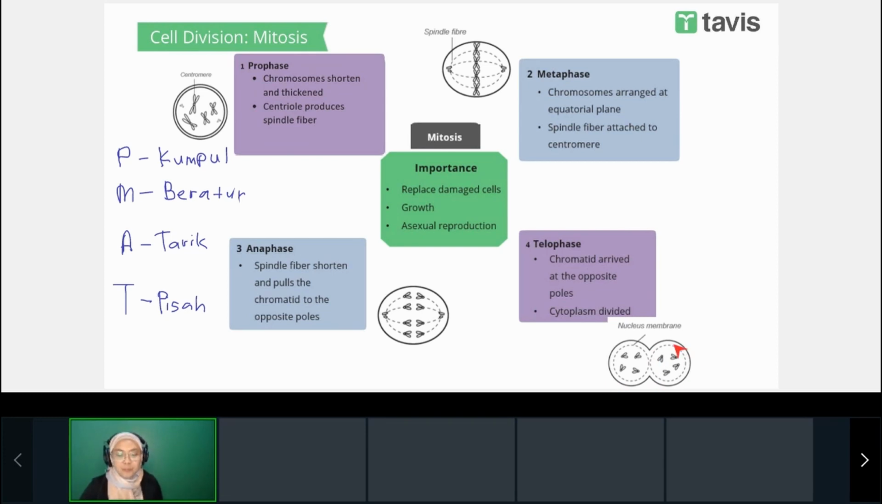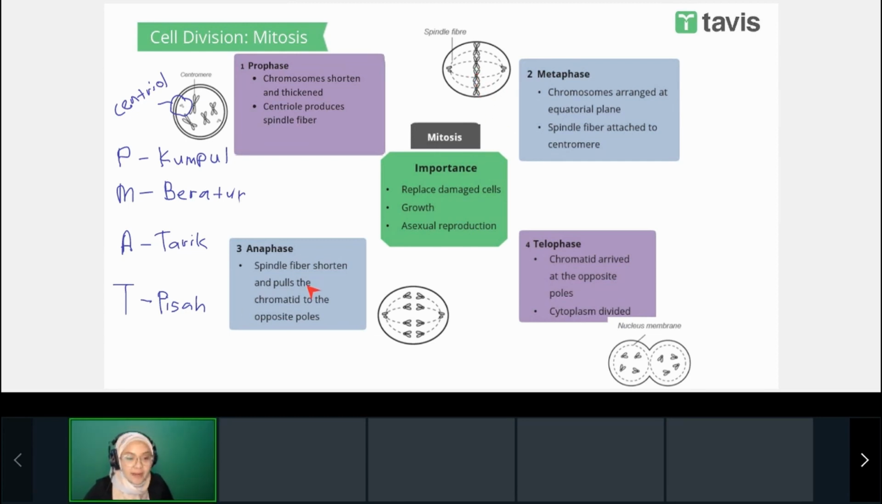They separated. PISA. Okay, I repeat again. The first one, prophase: the chromosomes assemble together, shorten and become thickened, and the centriole is about to be produced. This is a centriole. The spindle fiber is also about to be produced. During metaphase, chromosomes align at the equatorial plane, attached by their centromere, the one that joins two chromatids together.